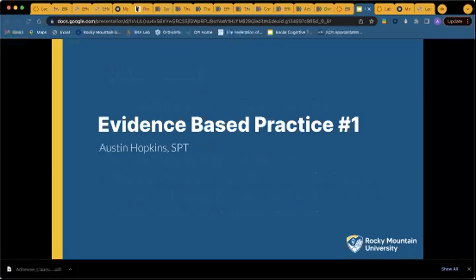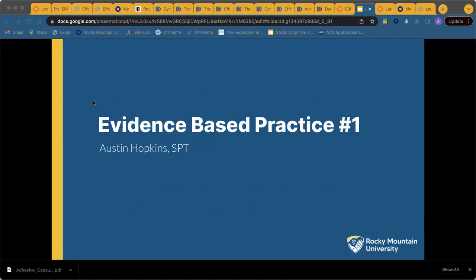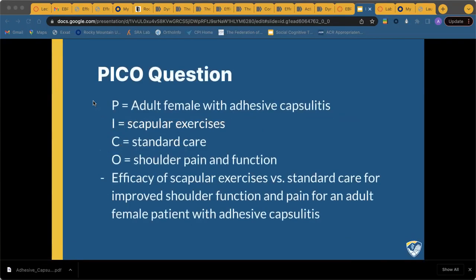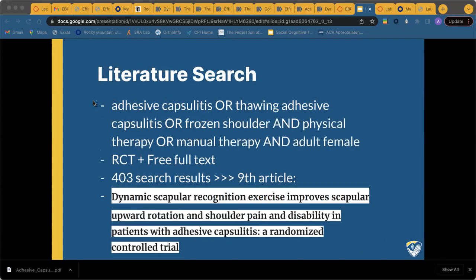Let's go through this. I'll be breaking down my evidence-based practice assignment for the frozen shoulder case in class. My PICO question was the efficacy of shoulder scapular exercises and standard of care versus the standard of care for improved shoulder function and pain for an adult female patient with adhesive capsulitis.